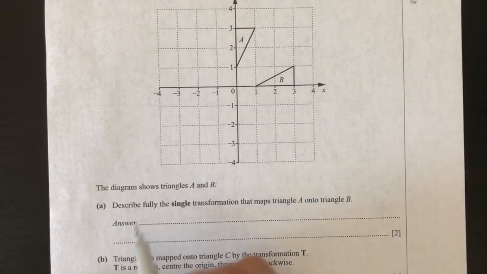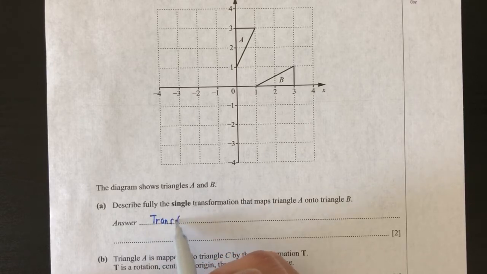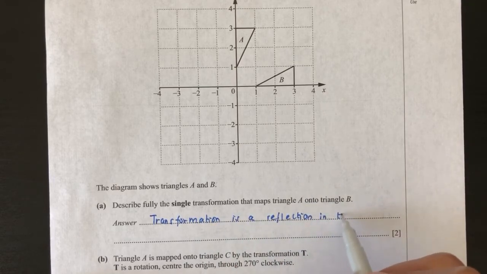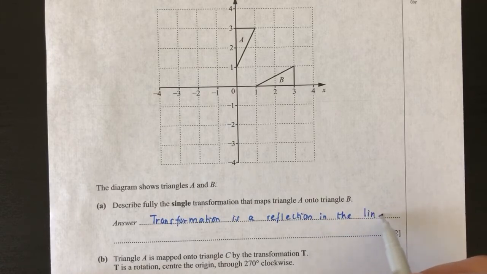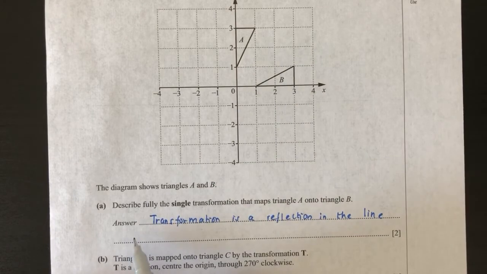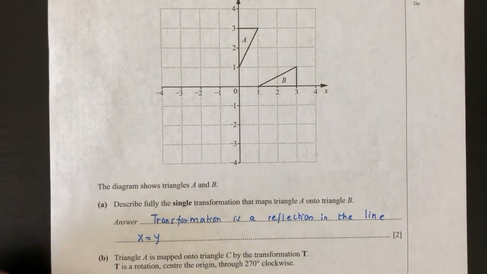Okay. So transformation, let's say transformation is a reflection in the line. What is the line of reflection? It will be this line in between, which is x equal to y. Right, this is question part A.